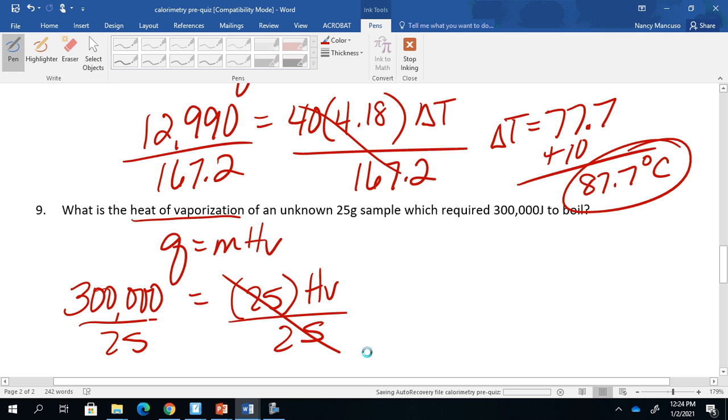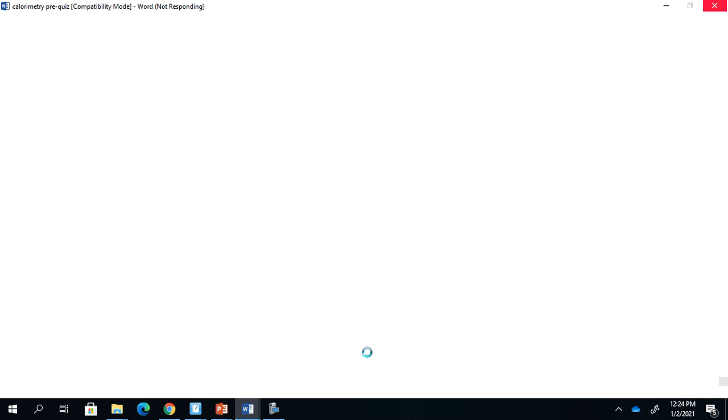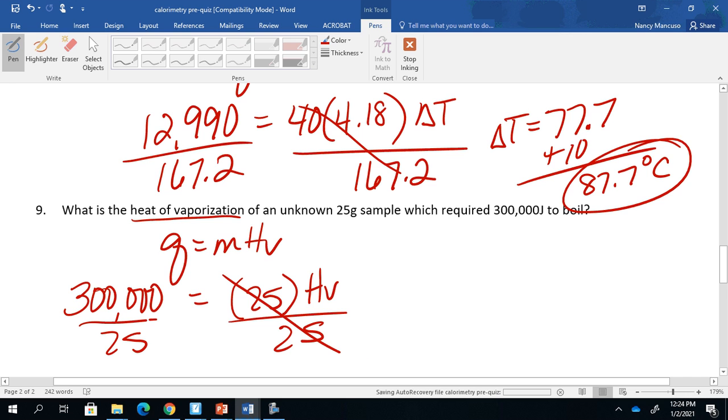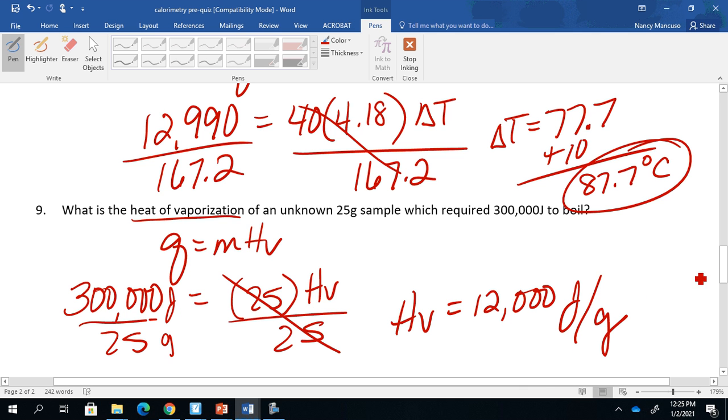300,000. Oops, do I have enough zeros? Yes. Divided by 25 equals 12,000. So HV is going to be 12,000. And then again, this unit was joules and this was grams. So my units is joules per gram.